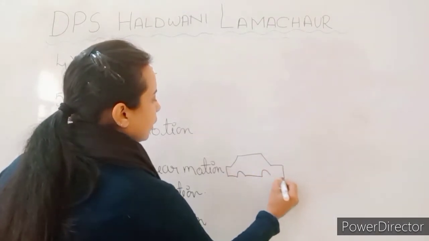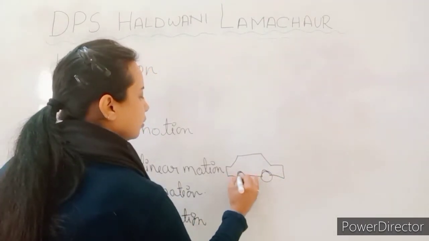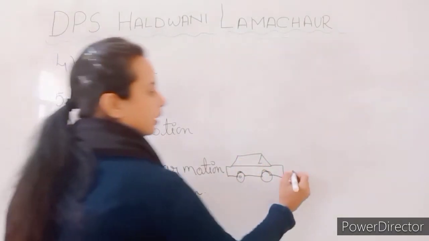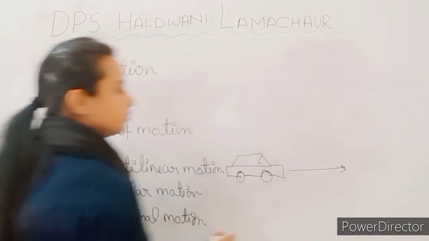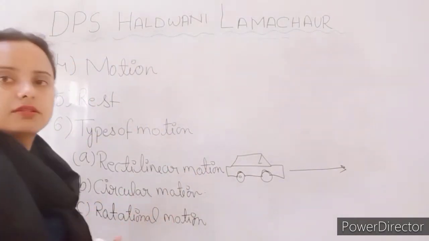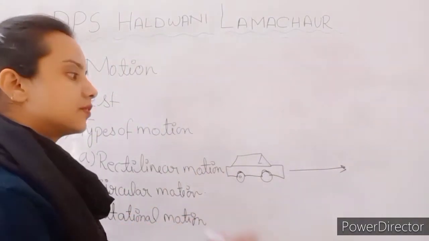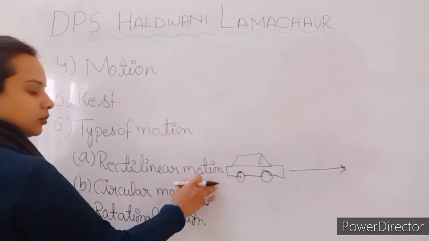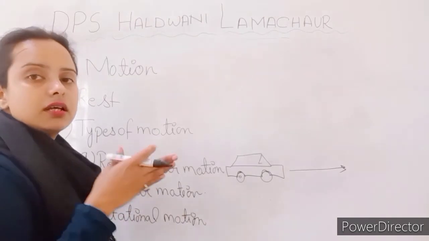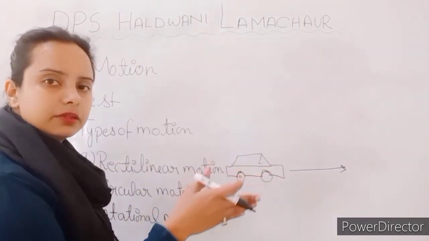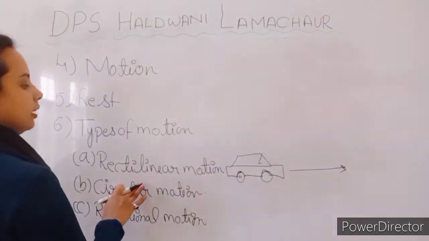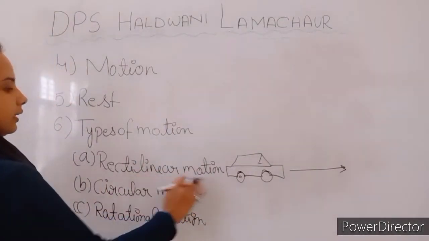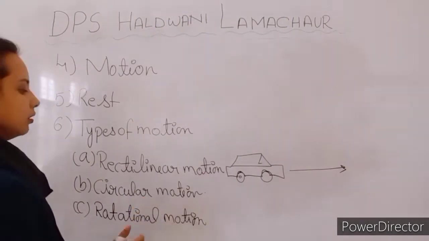a car is moving in a straight line. A car is moving in a straight path or on a straight street, then we can say that the car is in rectilinear motion. When anything moves in a straight line, in a straight path, at that time we say that that object is in rectilinear motion. Now what is circular motion?